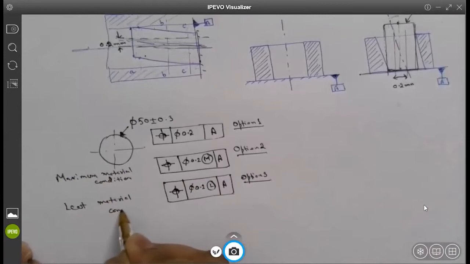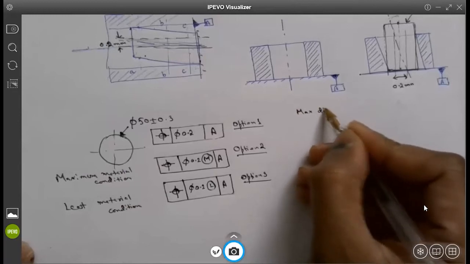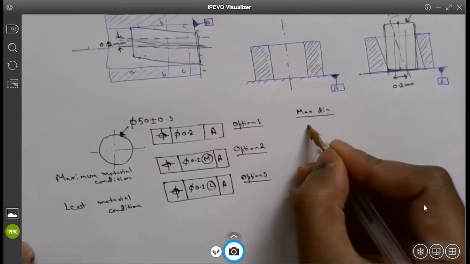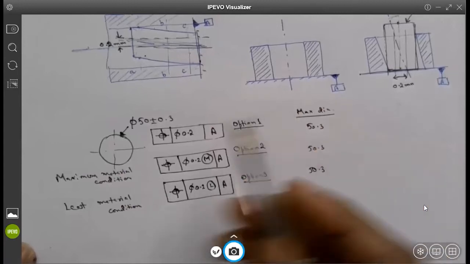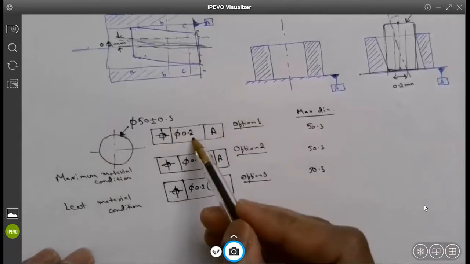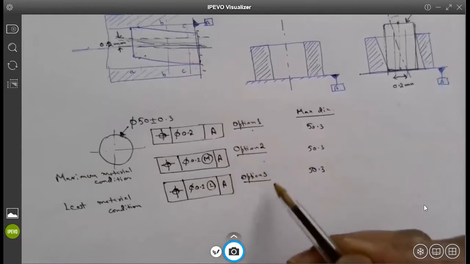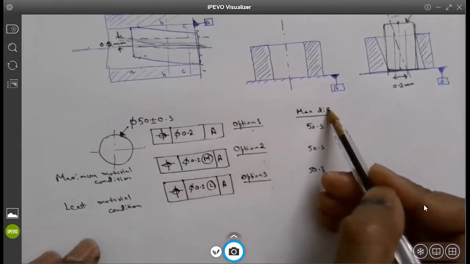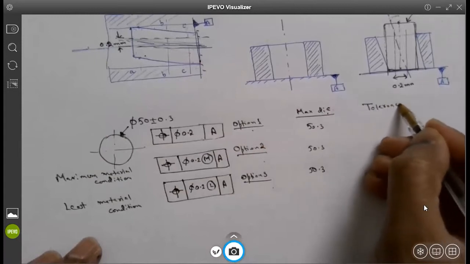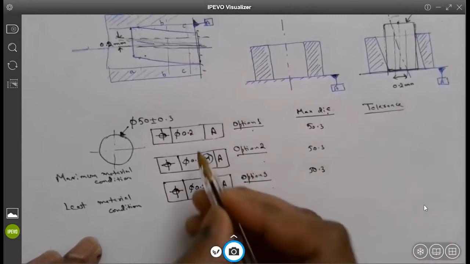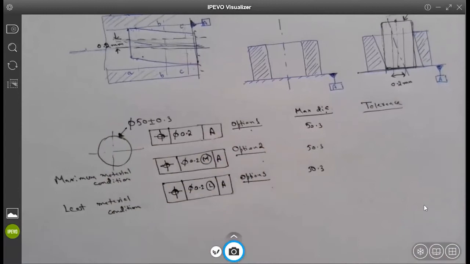So if I ask you the maximum diameter of the cylindrical part, everybody agrees it is 50.3 millimeters. The maximum diameter of the cylinder part does not depend on the way you are providing the tolerance zone. Whether you're using option number 1, option number 2, or option number 3, it does not affect the maximum diameter. But what about the tolerance? So here in option number 1, what is the tolerance zone?